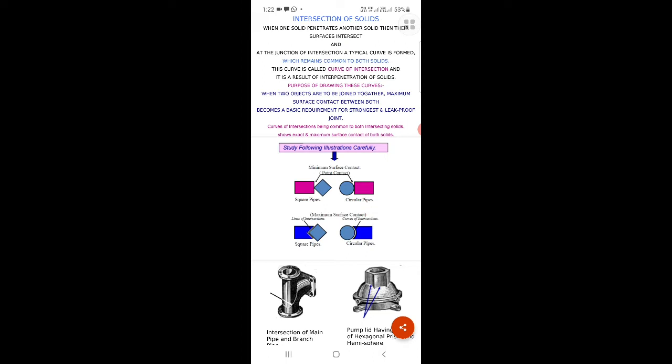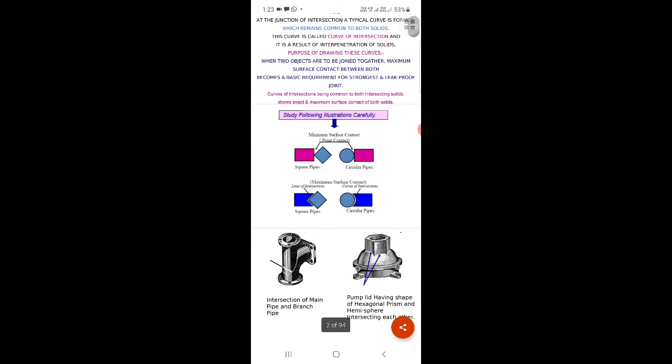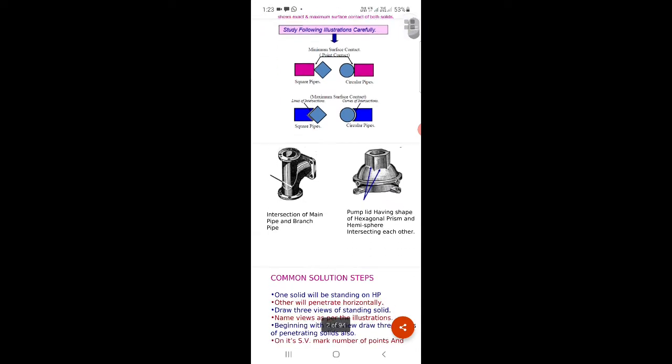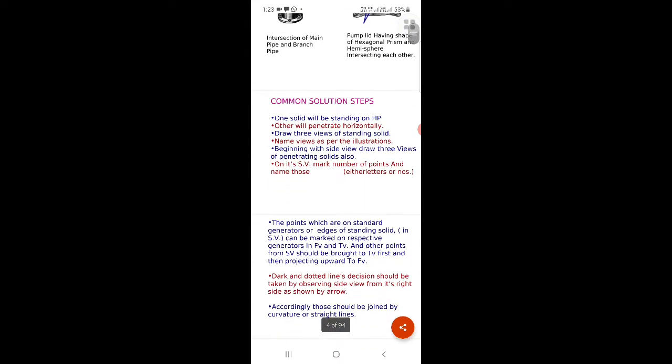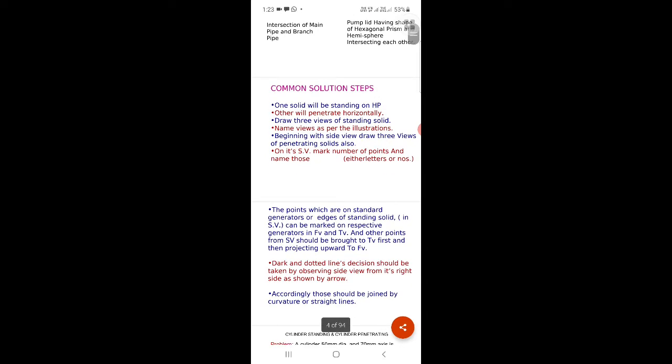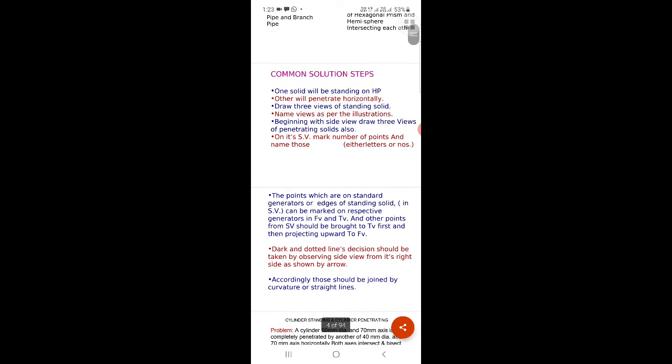Now look at this figure, both sides: intersection of main pipe with branch pipe. That is two cylinders. Second is a pipe having a hexagonal shape. Basically, these are the steps: one solid is standing on HP, and the other penetrates horizontally. There are three views. Name the views as per the illustration. Beginning with the side view, draw the three views.